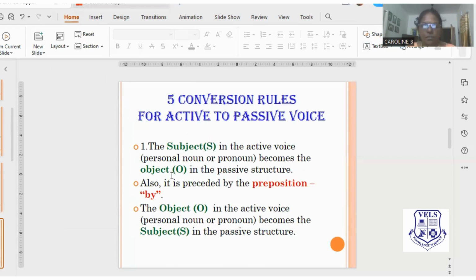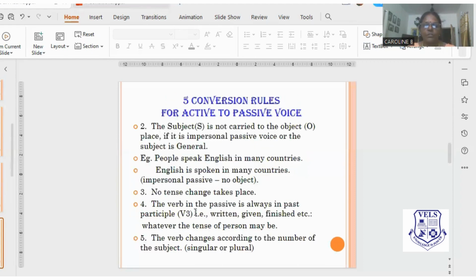Let us see the conversion rules for active to passive voice. First, the subject in the active voice becomes the object in the passive voice, and it is preceded by the preposition by. The object in the active voice becomes the subject in the passive voice. The subject is not carried to the object place if it is impersonal passive voice or the subject is general.